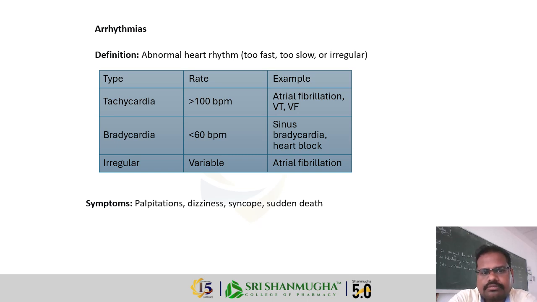And the next one is bradycardia, that is it beats too slow, below 75. In bradycardia we generally say it is below 60 beats per minute. And irregular is variable. Sometimes it may beat fast and sometimes it may beat slow. So these are the types of arrhythmias.